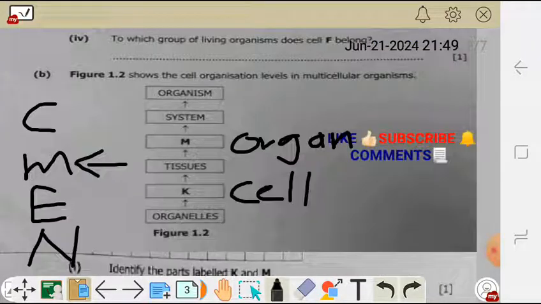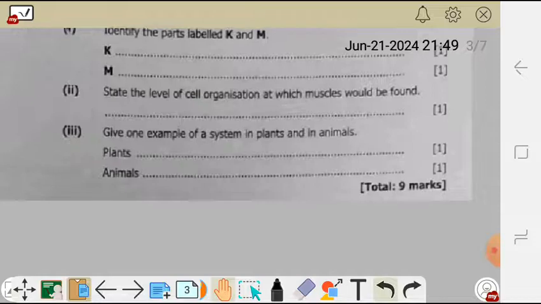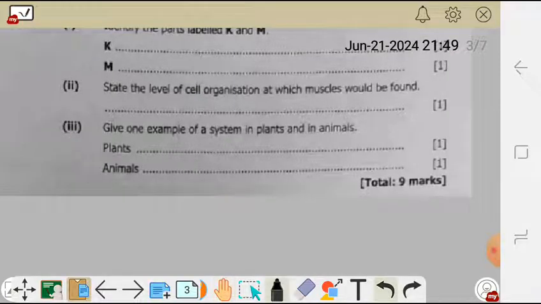Okay, so we move on to question 3. Give one example of a system in plants and in animals. So we are saying the organs will come together and form a system. So here they are asking us for an example of a system in plants and in animals. So in animals, I have already mentioned some: we have the digestive system, the respiratory system, the nervous system, the circulatory system, all those systems. So you choose one and put it there.